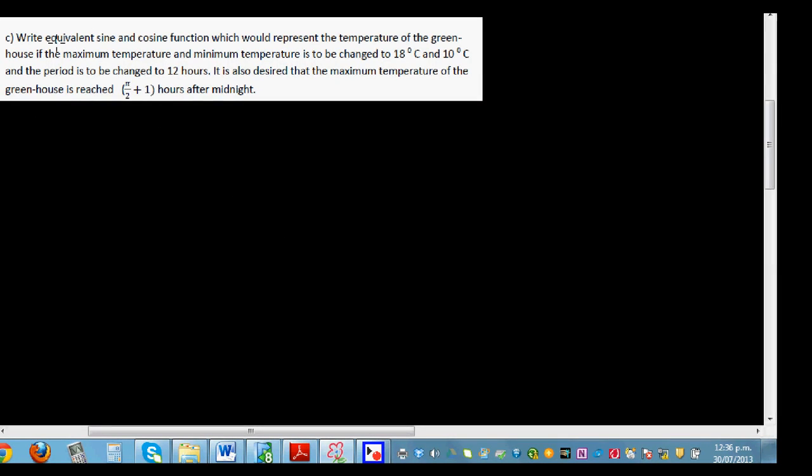Write the equivalent sine and cosine function which would represent the temperature of a greenhouse if the maximum temperature and the minimum temperature are to be changed to 18 degrees and 10 degrees. So let's write the facts. You want a maximum of 18 degrees centigrade and a minimum of 10 degrees centigrade.